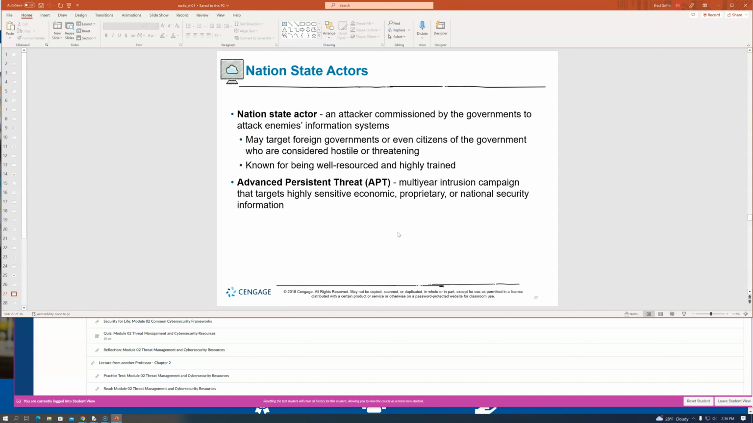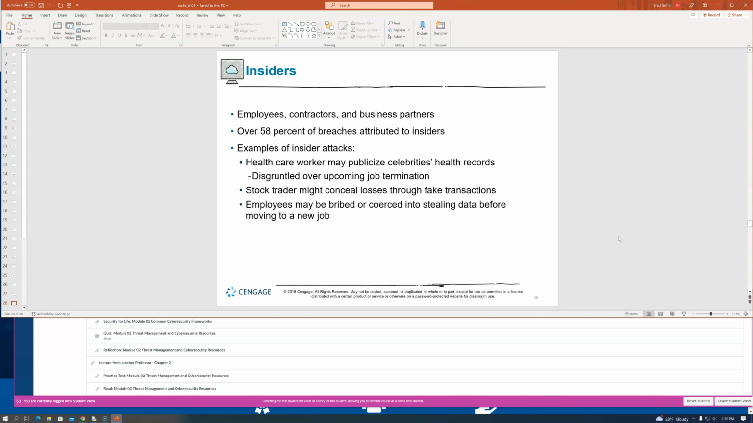This is probably the worst group: nation-state actors, because they have the resources to do things. The Westboro Church may not have a ton of programmers. Do you think the federal government of the U.S. can hire a bunch of programmers? No, I mean other countries. We would never do that, right? So, advanced persistent threats. And then lastly, this group, insiders.